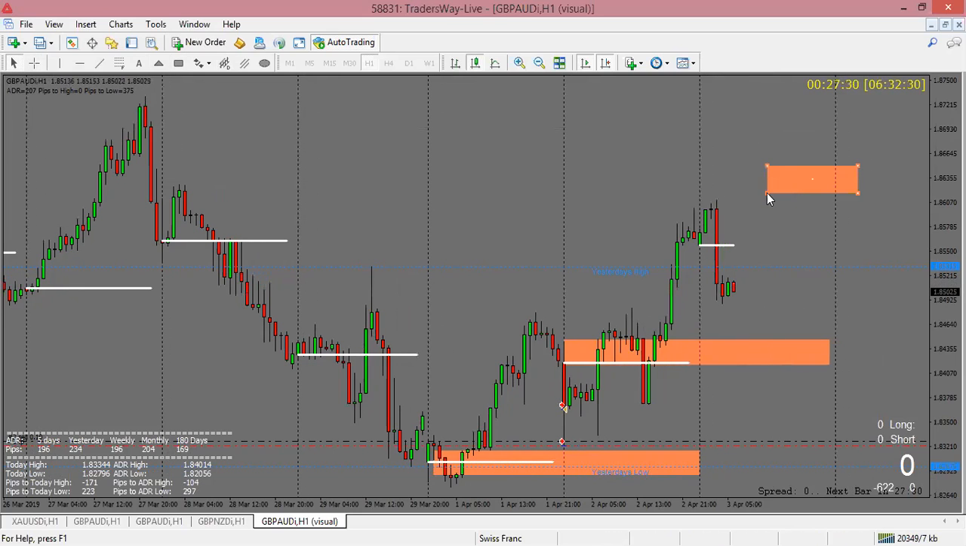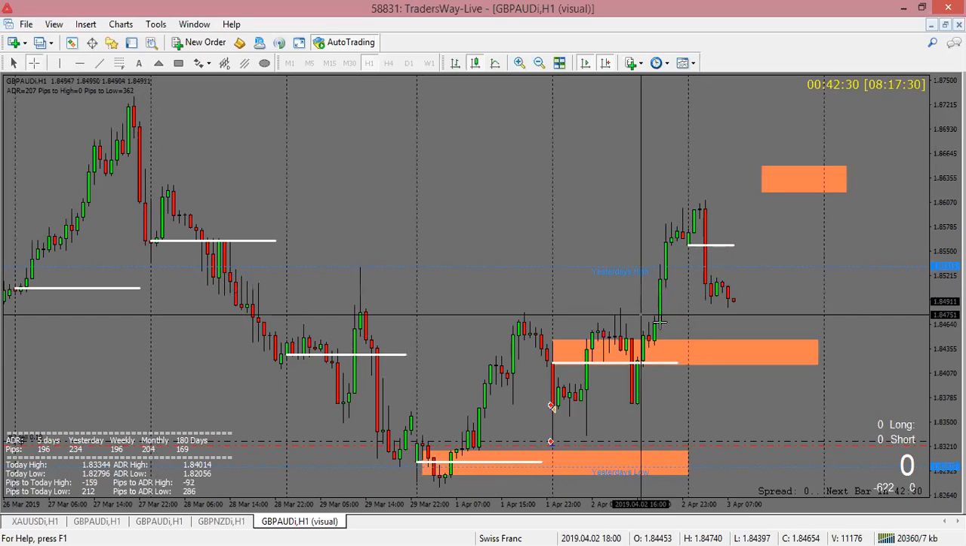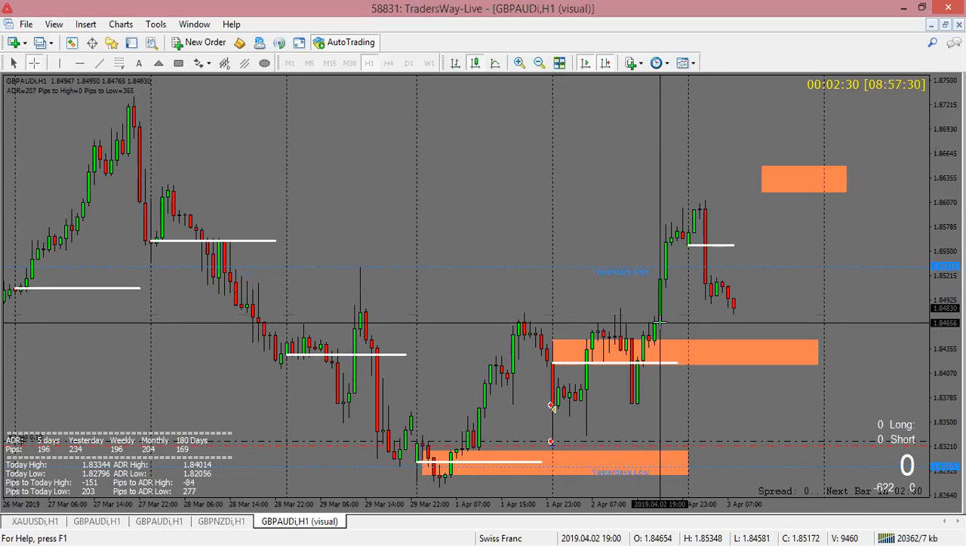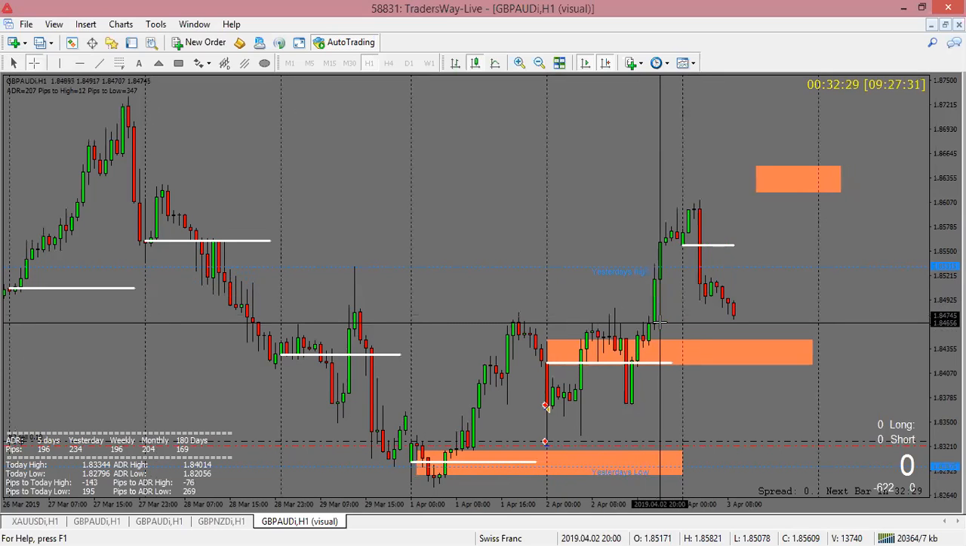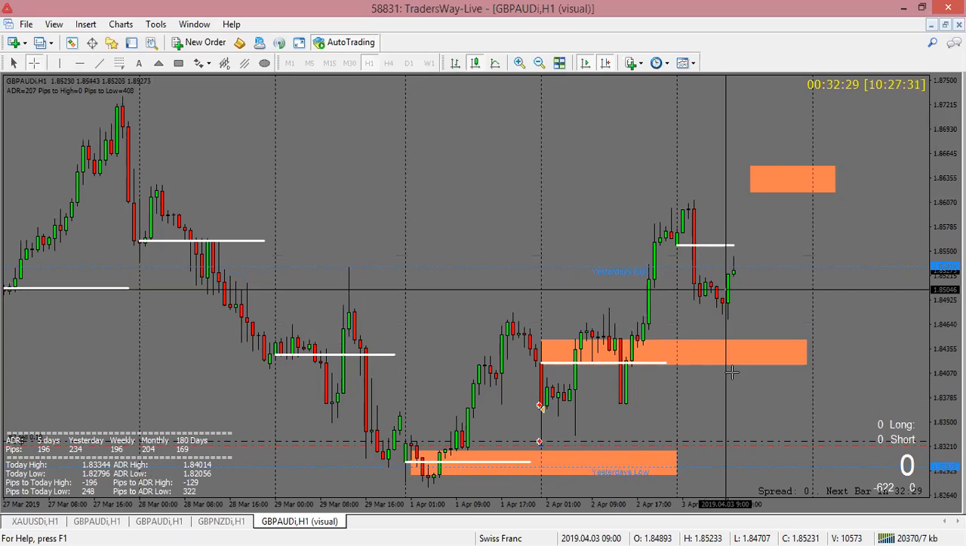I want to see buyers start losing momentum once we get around here, around this box. I want to see it lose momentum. So let's see how this plays out. How do you want to test this?